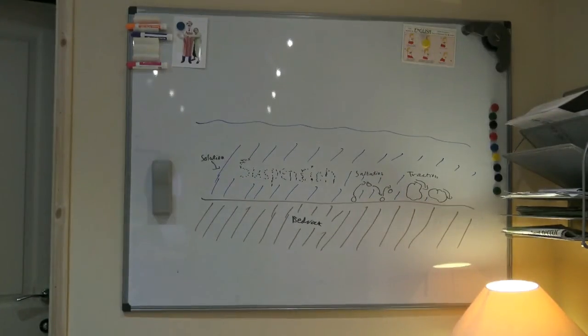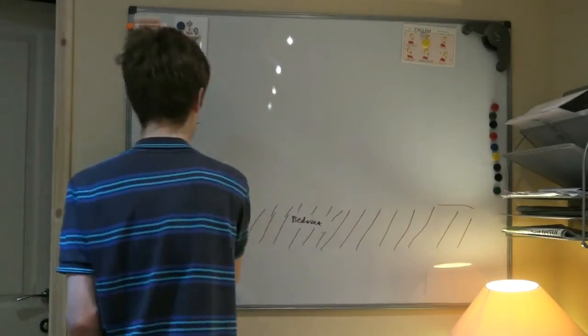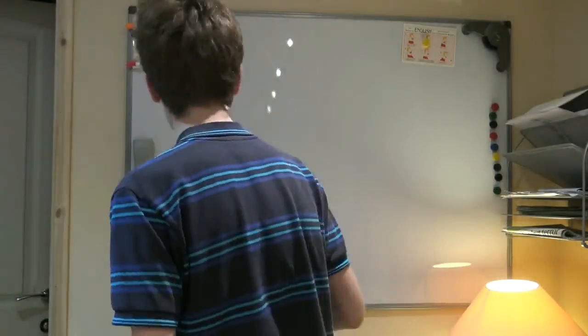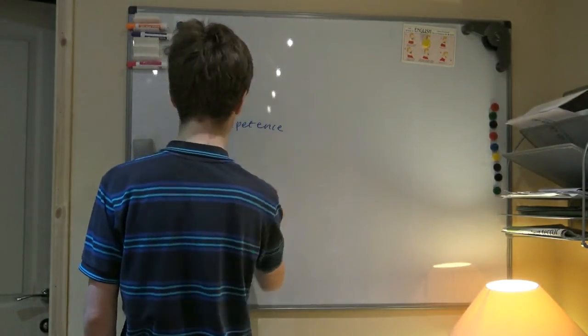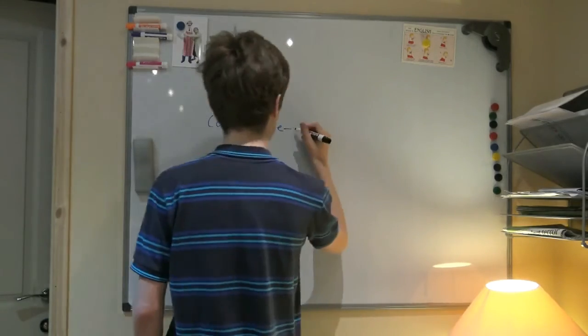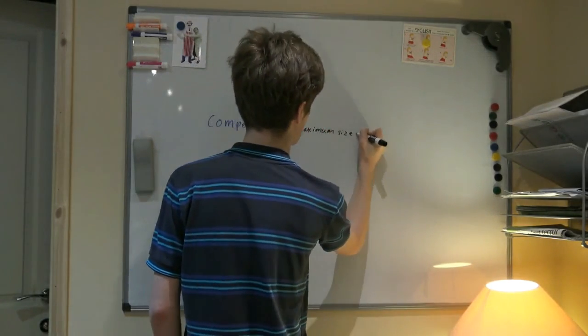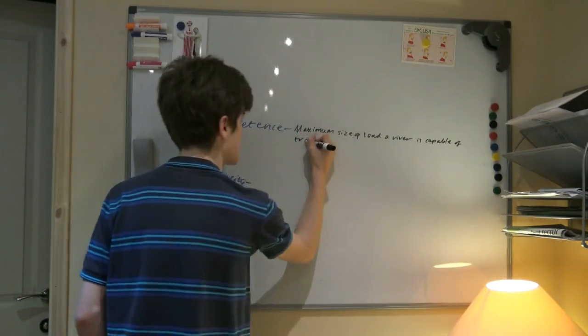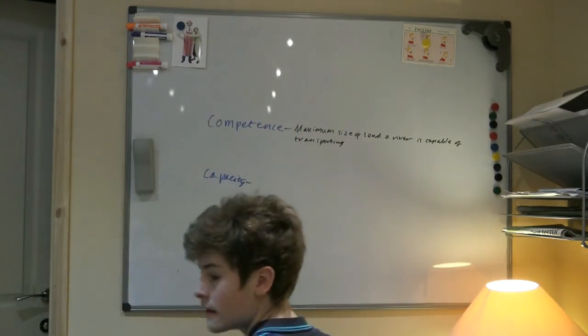When discussing transportation of sediment load, it is useful to distinguish between the two terms, competence and capacity. Competence is the maximum size of load a river is capable of transporting, whereas capacity refers to the total volume of sediment a river can transport. Velocity greatly affects both of these.